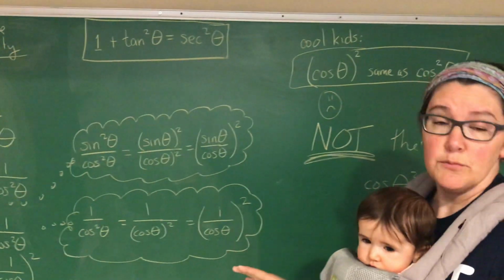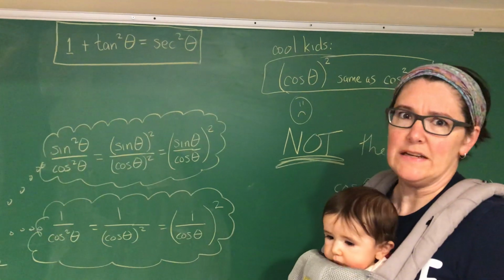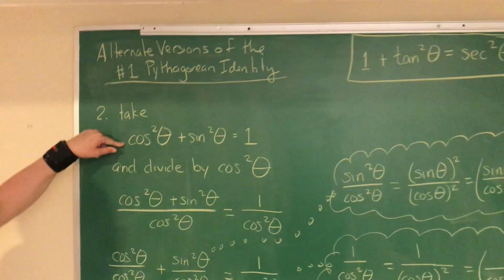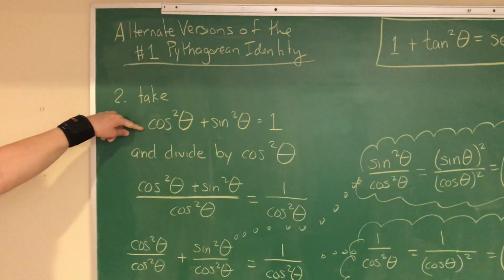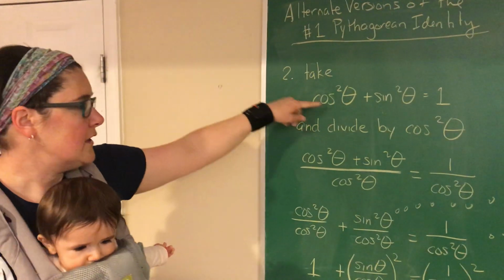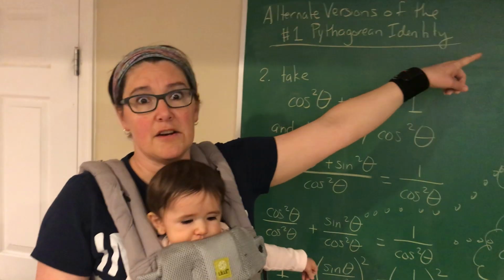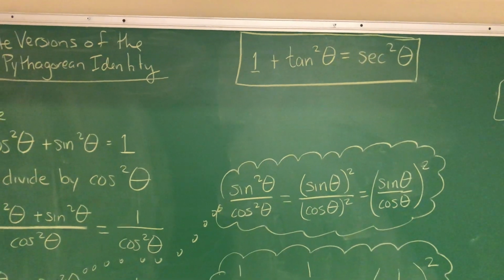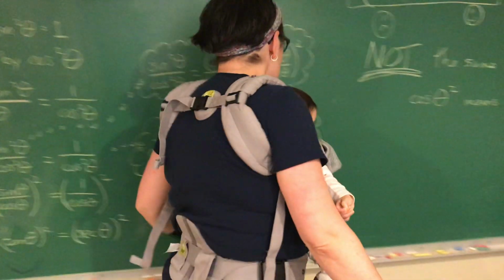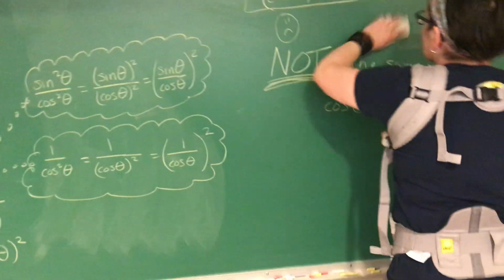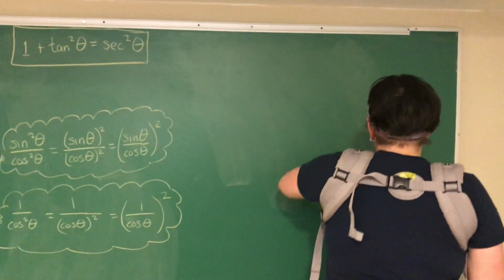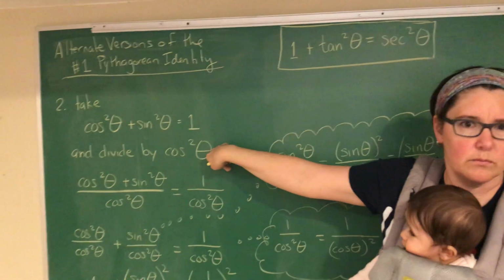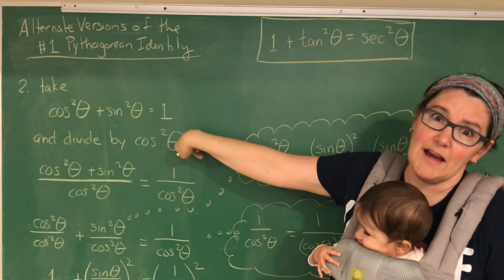Again, the numero uno, the number one identity of all time, is cosine squared theta plus sine squared theta equals 1. But from that one, we can divide by cosine squared theta and get our second Pythagorean identity. Okay, so you might be thinking, well, Diane, that's all great and all, but why did you pick to divide by cosine squared theta? What's so cool about cosine? Well, the answer is it's not that cool.